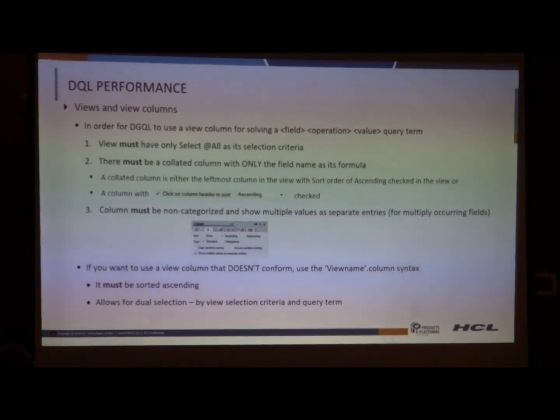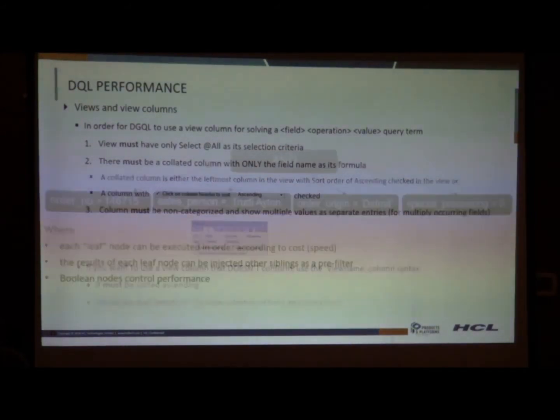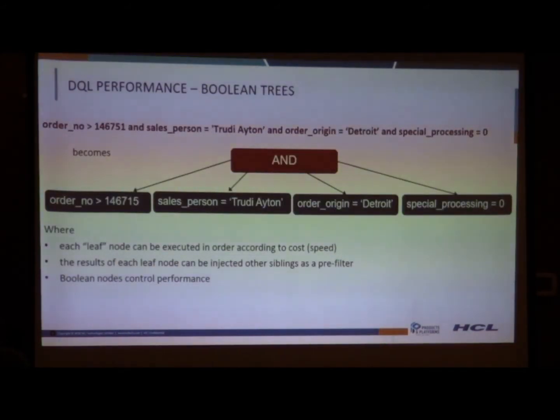We inject the results of that into the next node, the next leaf. Now, I'm sorry, I didn't finish the thought. The Boolean nodes control performance. The Boolean node on top, the AND node, is smart about what runs underneath it, and each leaf node is smart about what preceded it. The order doesn't matter, by the way. People ask that question: if I take this in a different order, no. We will still figure out what the fastest thing to run is.